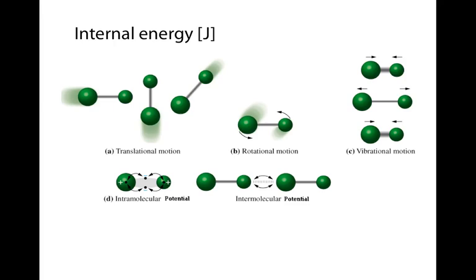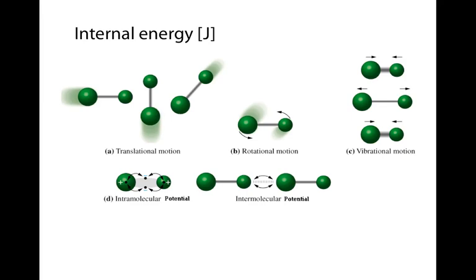Every object, every liquid, every gas, every sample of matter in the universe has internal energy. That internal energy stored within that sample, object, whatever, comes in several forms, and those forms are shown on this diagram. On the top row, A, B and C on this diagram, we have forms of kinetic energy.